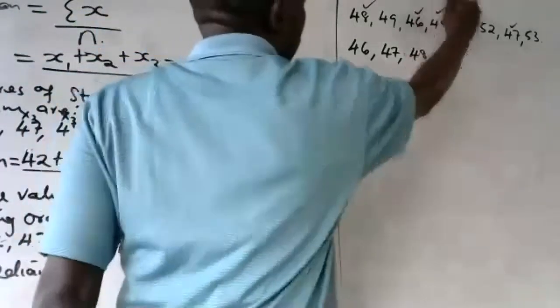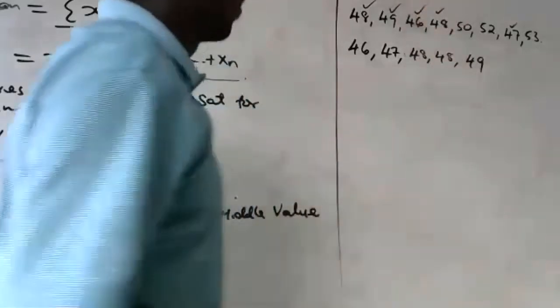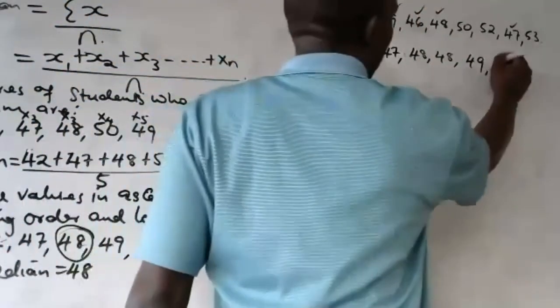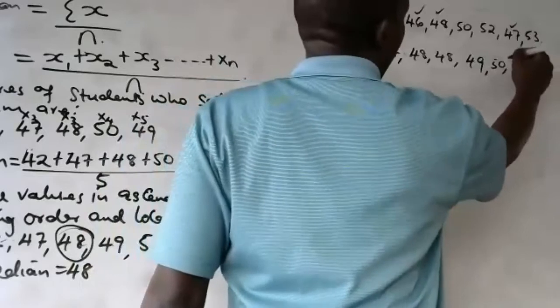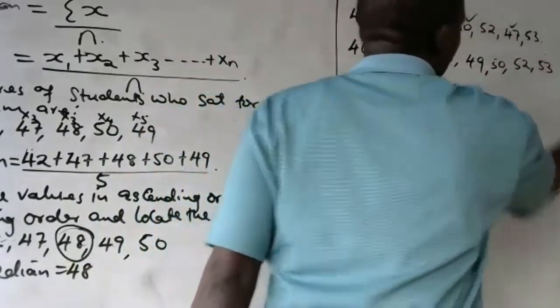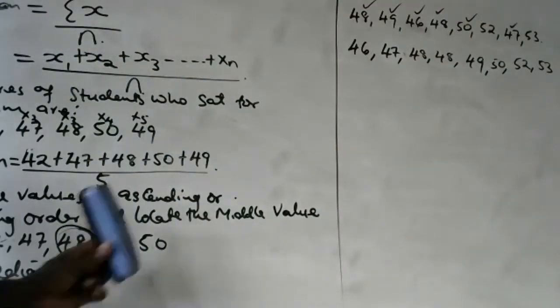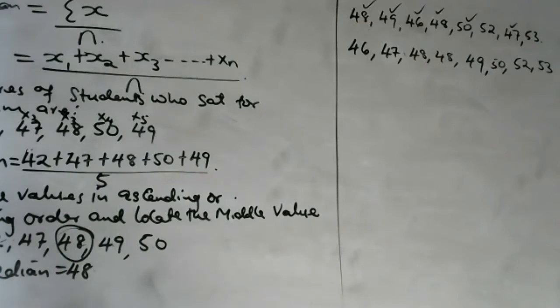This 46 has been considered. Then we go to 49. Then we go to 50. Then we shall go to 52. And then we finish with 53. Those values are now arranged from the smallest to the highest.